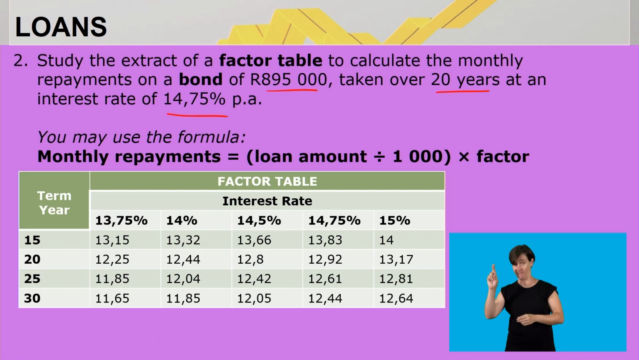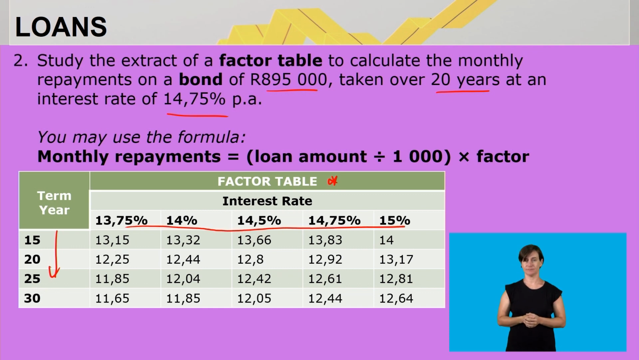Now let's quickly see what it's all about. Here we have the term of the loan in years. We have our factor table, and then we have our interest rate, as we can see here. Okay, so we are saying the amount is 895,000 rand. The term of the loan is 20 years, so we'll be looking at this here. And then the interest rate is 14.75%. So I'll be looking at this here. All right, so now I need to find that factor.